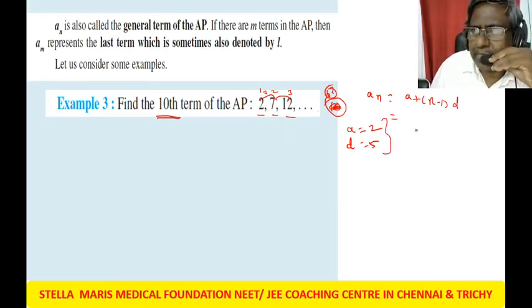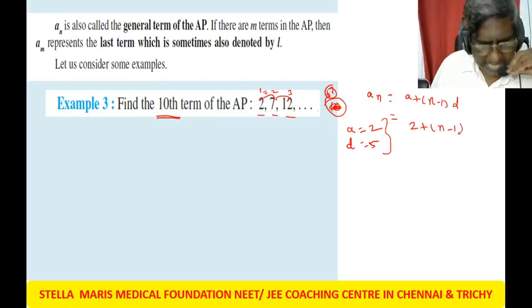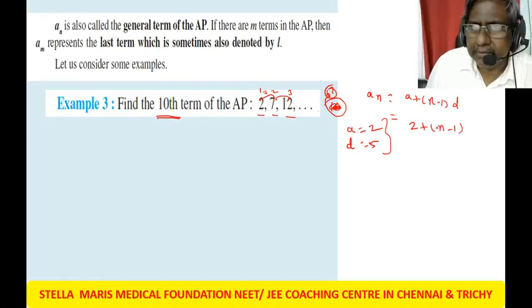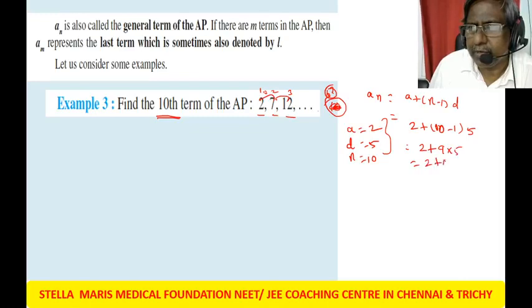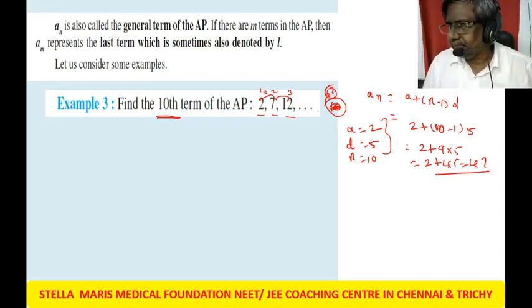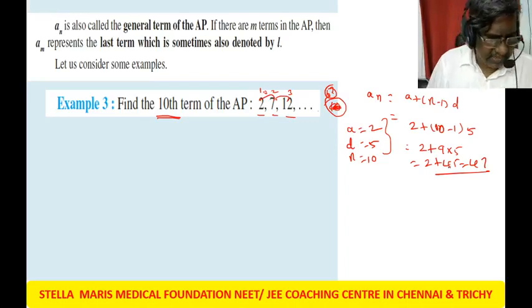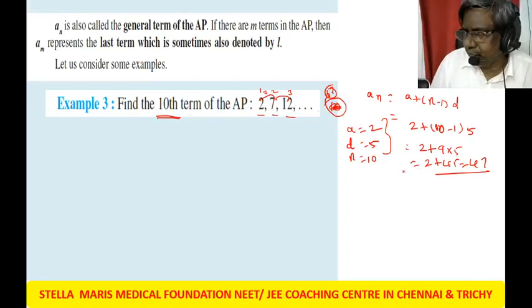Now I am substituting here. A is 2, plus n minus 1, into d. This small n is the number of terms, so n is equal to 10. D is 5. So it will be 2 plus 10 minus 1, which is 9, into 5. That is equal to 2 plus 45, which is 47. So the 10th term will be 47.